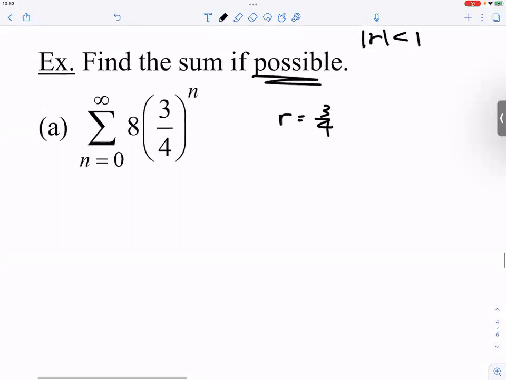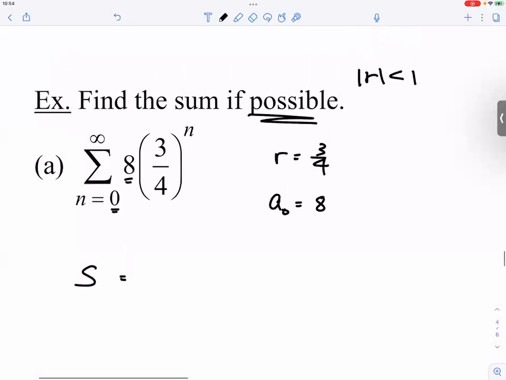And then we say, all right, what's the first term now? Pay attention. Here, the n is 0. So instead of saying A1, our first term will be A0. And A0 in this case will be just 8, because when n is equal to 0, the 3/4 to the 0 power is just 1. So A0, it's 8.